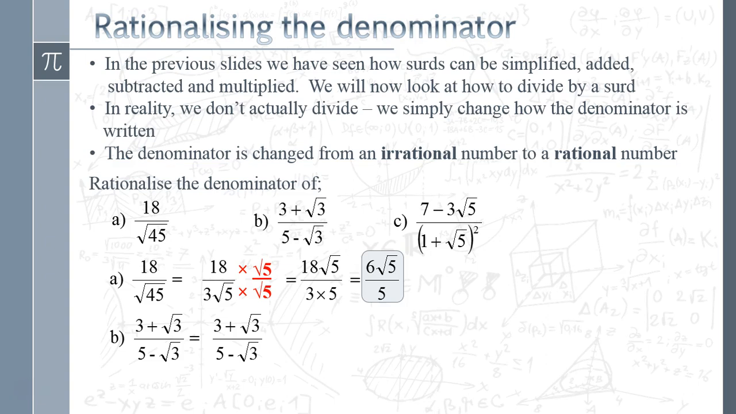bottom by root 3 isn't going to work, because if we did that, we'd have to times the bottom by root 3 there. We'd also have to times it by 5, so we'd end up with a 5 root 3 on the bottom, and the square roots, or the surds, wouldn't disappear. So we need to be a little bit more creative, and the way to do that is to use difference of two squares. So there we go.